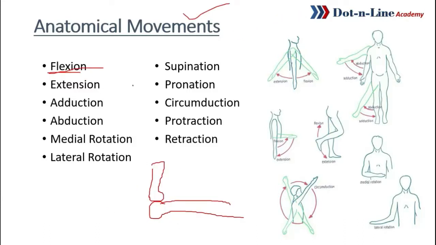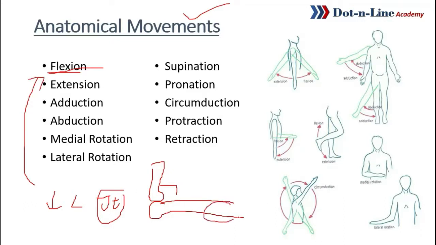So coming to flexion, when we decrease the angle of any joint, I repeat, when we decrease the angle of any joint, it is flexion. When we bring the proximal part of the body close to the distal part of the joint, then it will be flexion. For example, when we bring the lower hand close like this, when we move it in this manner, it is a flexion.